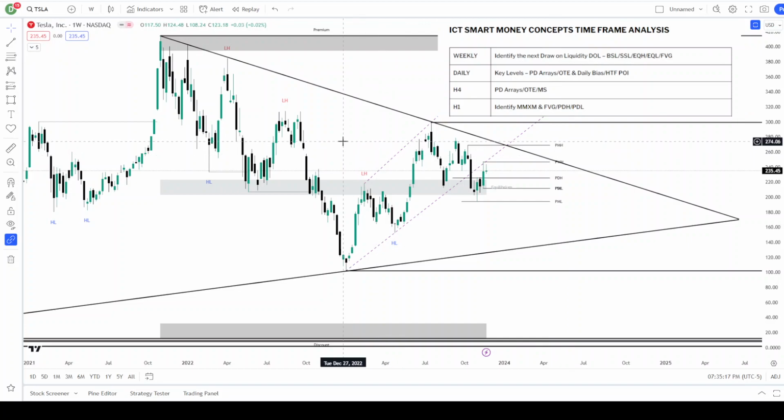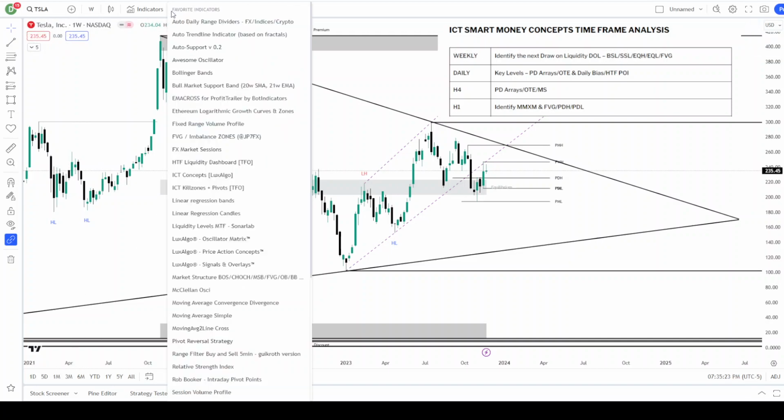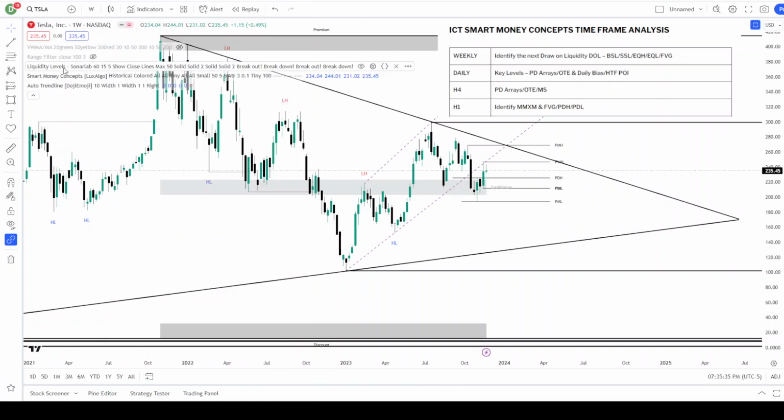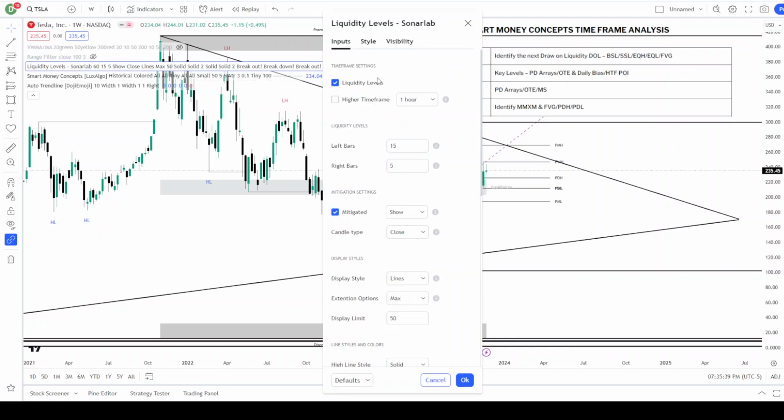Now, for those of you who are beginners, I want to give you a quick tool that I have found to be useful, and that is an indicator called Liquidity Levels MTF by Sonar Labs. Okay, that's Liquidity Levels MTF by Sonar Labs, and I will show you what that looks like. Right here we have that. I haven't been using this in other videos, but I'm going to show you guys because it's a nice little cheat. You can set it to a higher time frame on a specific time frame.